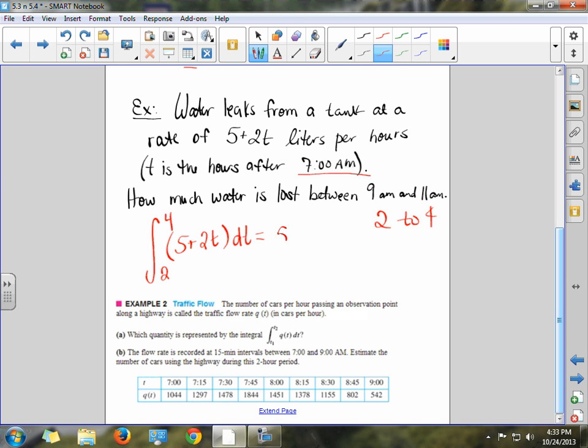This becomes 5t plus t squared from 2 to 4, which gives me, let's see, 5 times 4 plus 4 squared minus 5 times 2 plus 2 squared. So that's 36 minus 14. So I get 22 liters is how much water I have lost between 9 and 11.